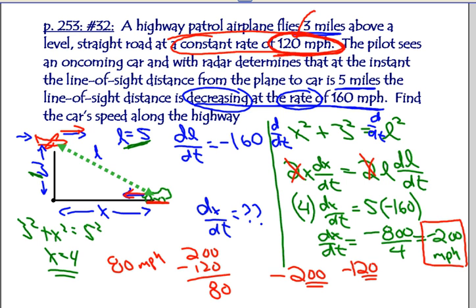So how fast is the car going? 80 miles per hour, because the dx/dt was 200, but that was caused by both the car and the plane. The plane contributed 120 of that, so the car must be contributing the last 80 miles per hour. That completes our problem.